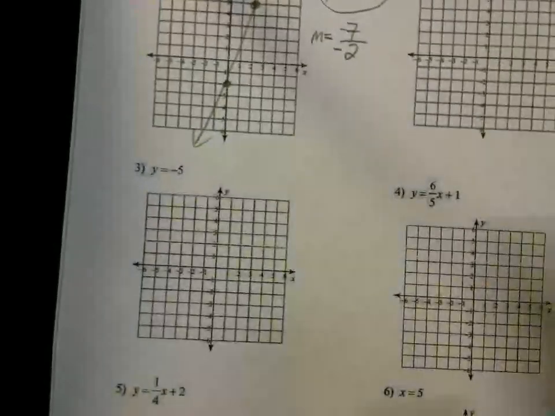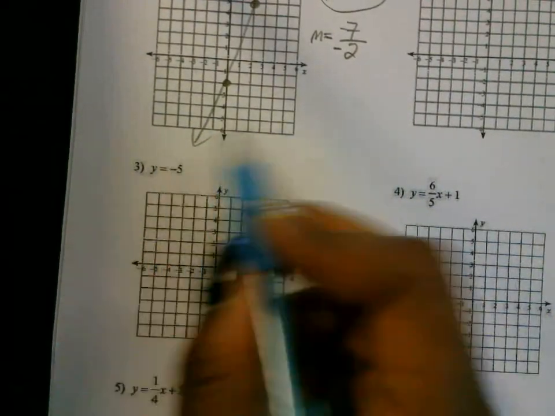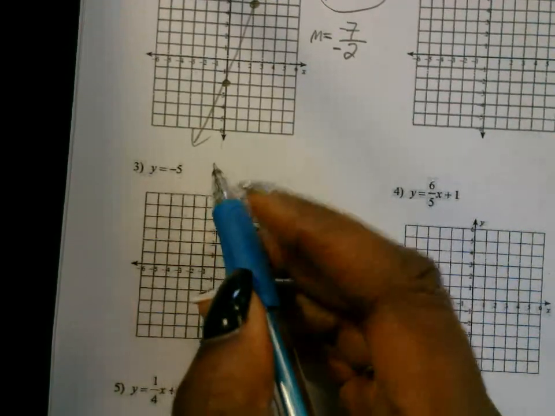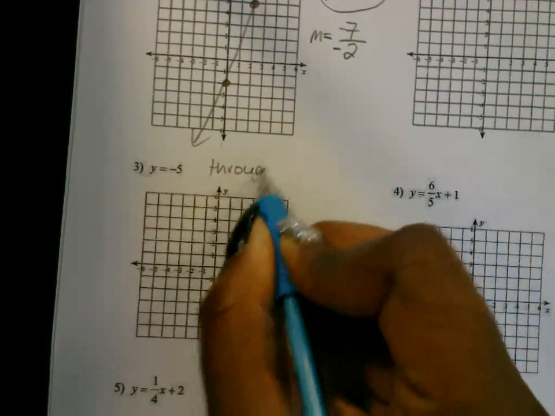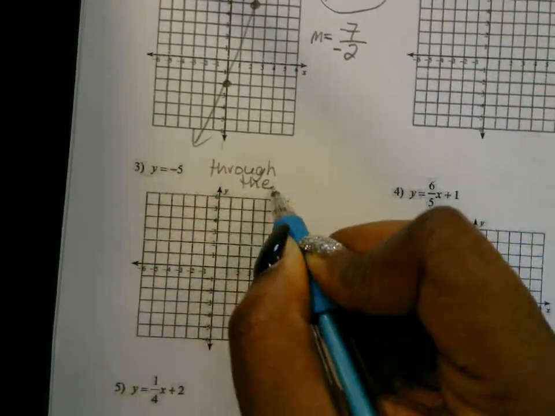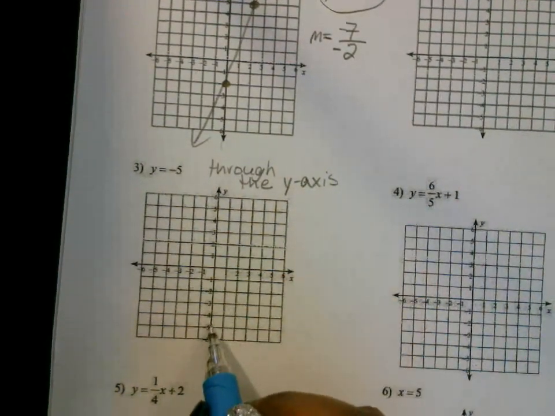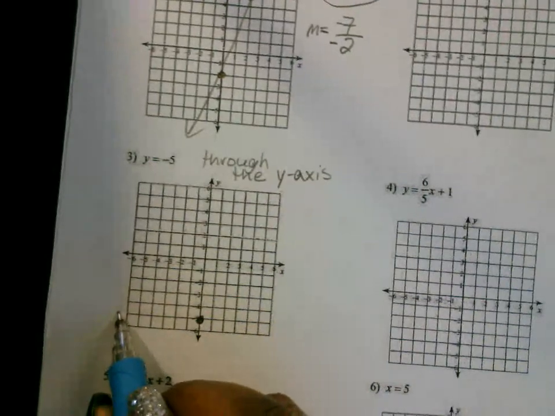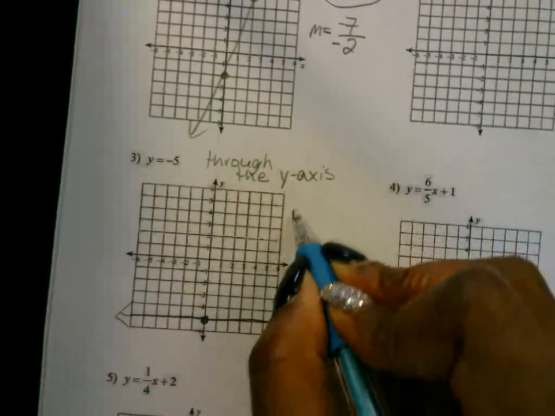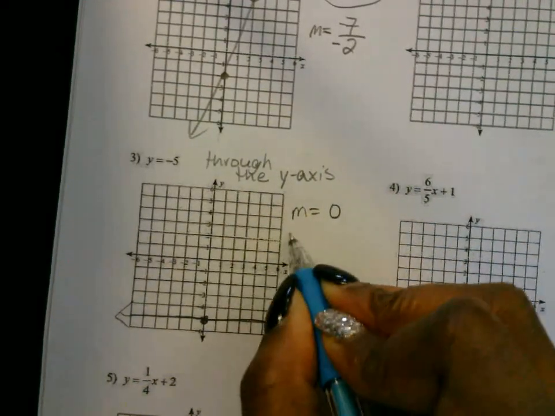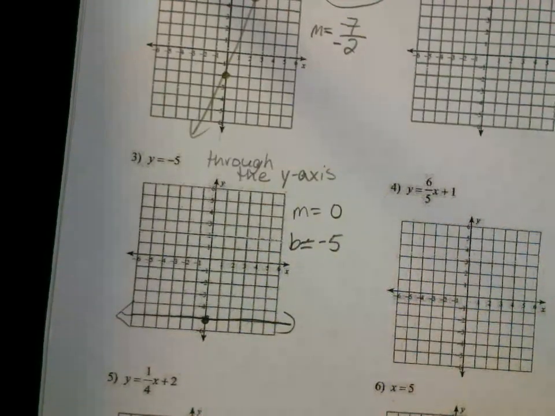All right, let's look at one that's like this. If you have y is equal to a single number, no x, no other variable, nothing at all, this line is going to go through, not on top of, but through the y-axis. So I'm going to find -5 on the y-axis, which is here, and I'm going to draw a line through the y-axis. So these lines have 0 slope. It's a flat line, and it crosses the y-axis at -5.